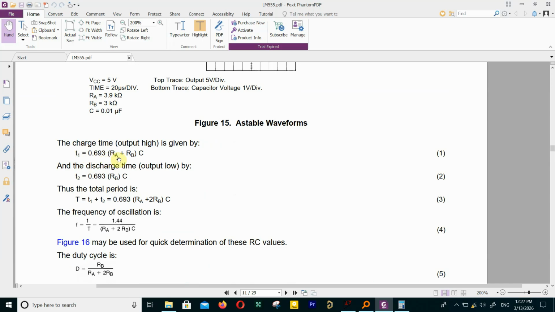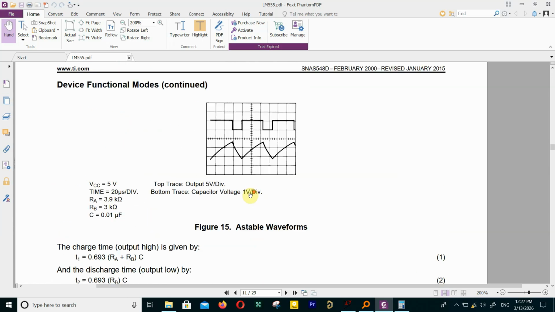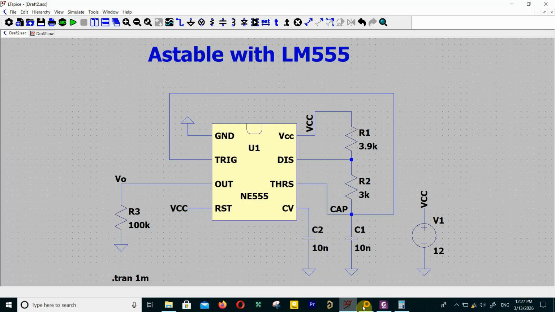Almost 0.7 times (RA plus RB) times C is T1 for the charging time, and for the discharge, almost 0.7 times RB times C is the discharge time. The summation of these times provides T, and the frequency can be calculated as 1 divided by T. So this is how you can produce it, and we're going to verify these values in this simple circuit.